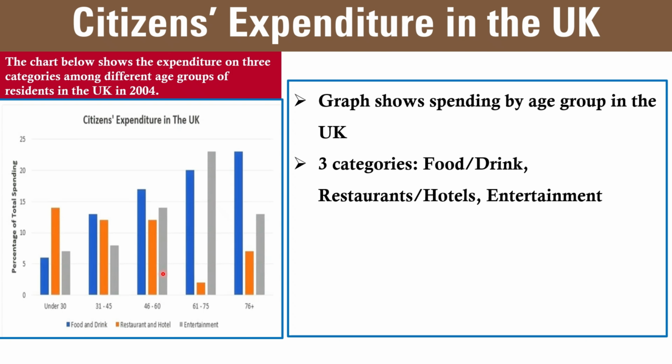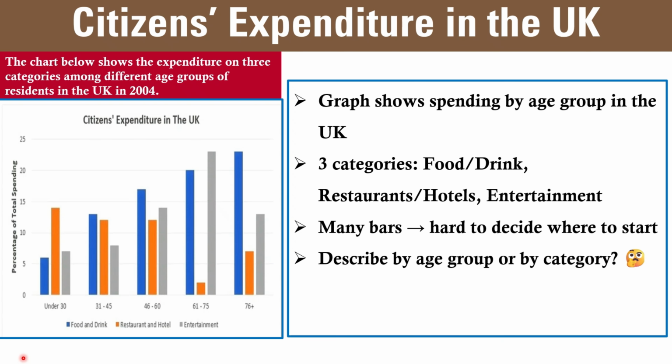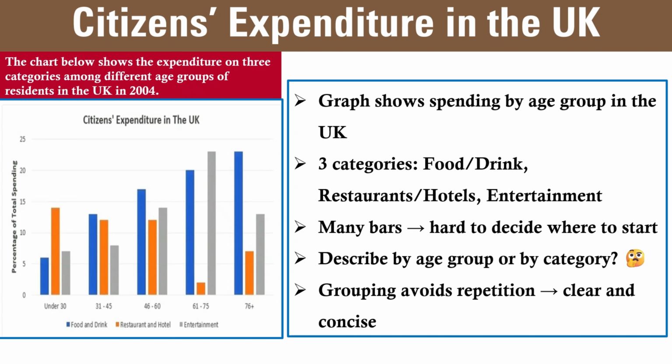Now, here is where many students struggle. With so many bars, it's hard to decide where to start. Should you go age group by age group or category by category? If you try to describe everything separately, the writing becomes too long and repetitive. The key is to group the data logically. This approach avoids repetition, keeps your description concise, and makes your essay easier to follow.